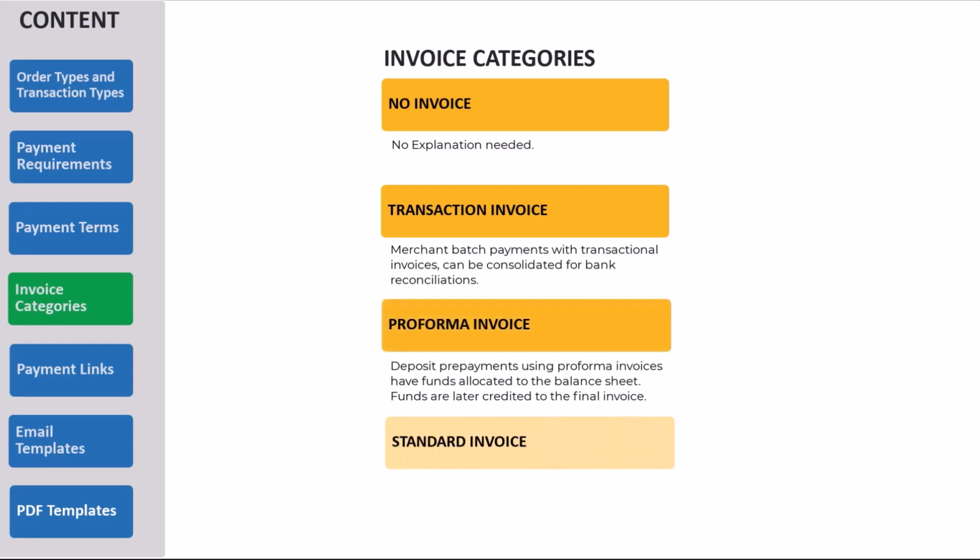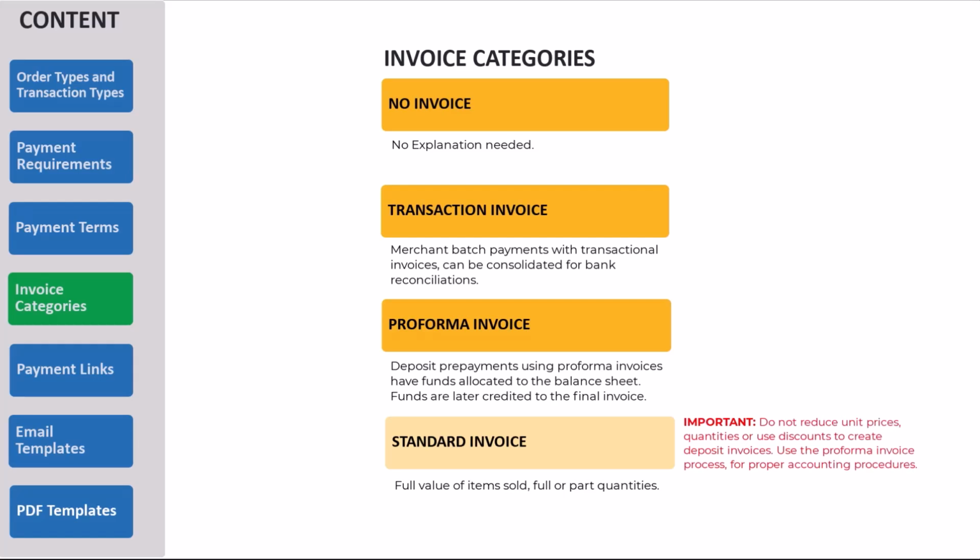Finally, we have standard invoices. These invoices represent the full value of the item sold and the quantity invoiced. You can invoice the quantity dispatched, which may be less than the quantity sold. This process supports splitting your order into multiple dispatches. However, this is different to a deposit. For partial payments, use the Proforma payment process.